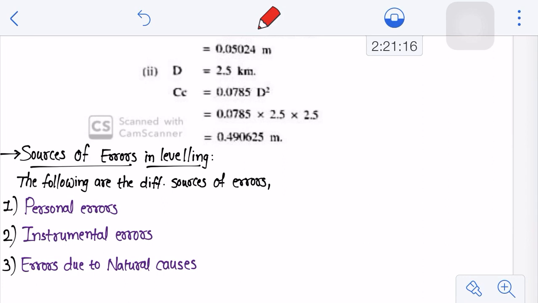So there are certain forms of errors you are going to encounter in your survey work due to this faulty instrument. That comes under your second form of error, that is instrumental errors. And the third is your errors due to natural causes. It is something very easy to understand.